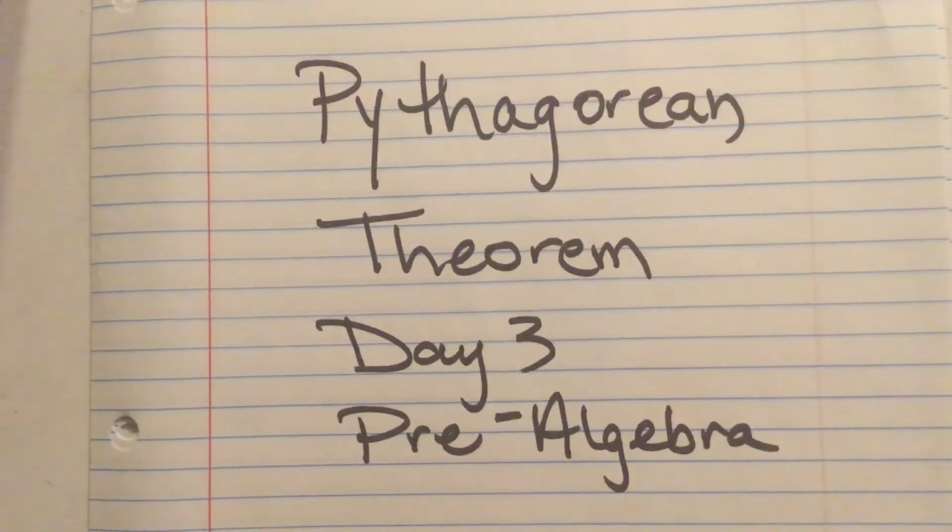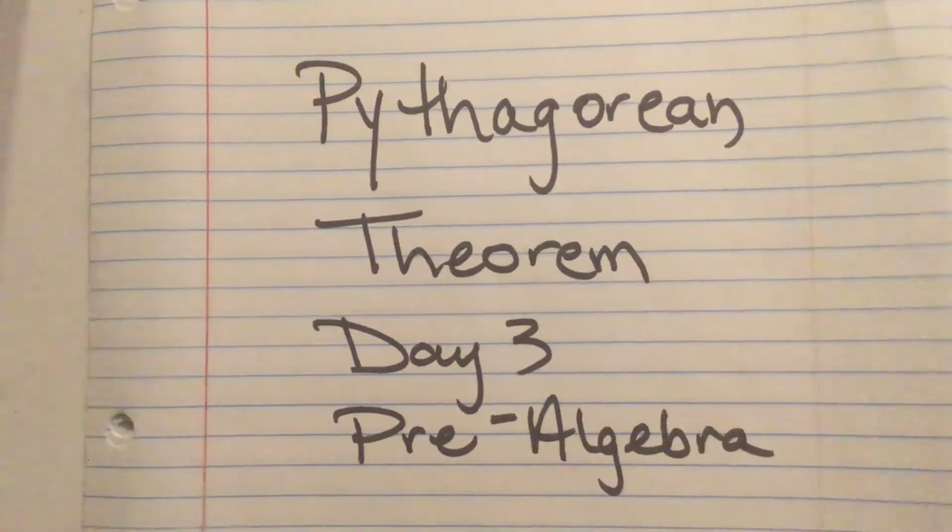Hi there, this is day 3 of the Pythagorean Theorem. You need a piece of graph paper for your notes. There was a link posted on the Google Classroom where you could print some if you don't have it. If you don't have access to a printer, you can probably make do on notebook paper. Just be very careful. Let's get started.